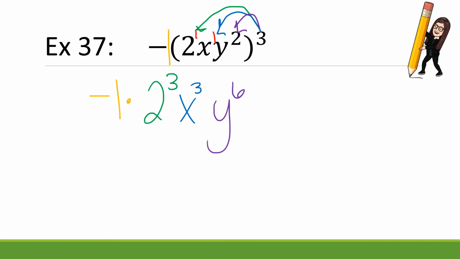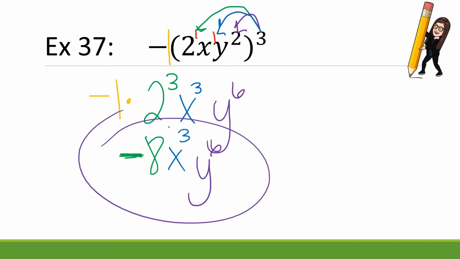Let's take care of the numbers here. 2 cubed, 2 times 2 times 2 is 8. Well, if I'm timesing it by a -1, it becomes a -8. So in the end, that negative just fell down and hung out out front of the problem.